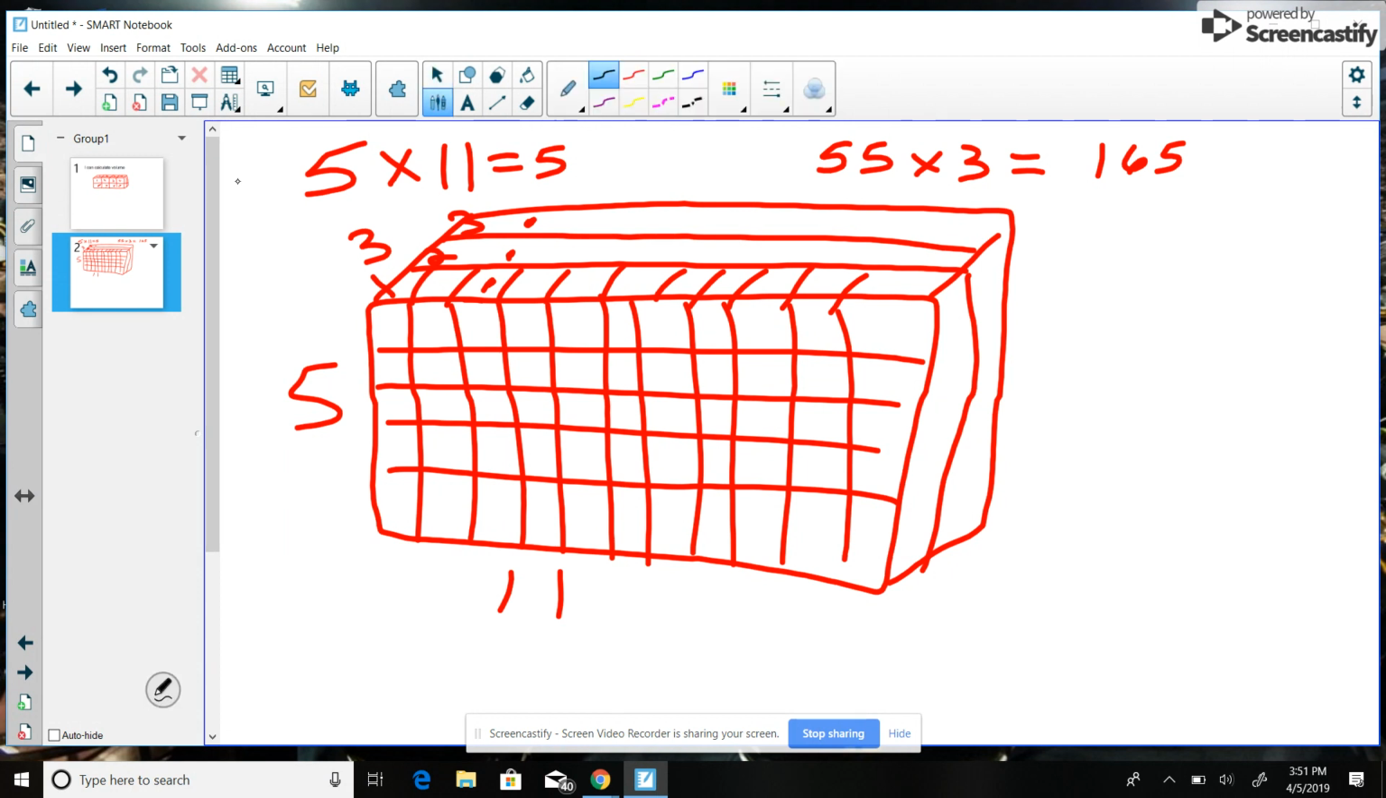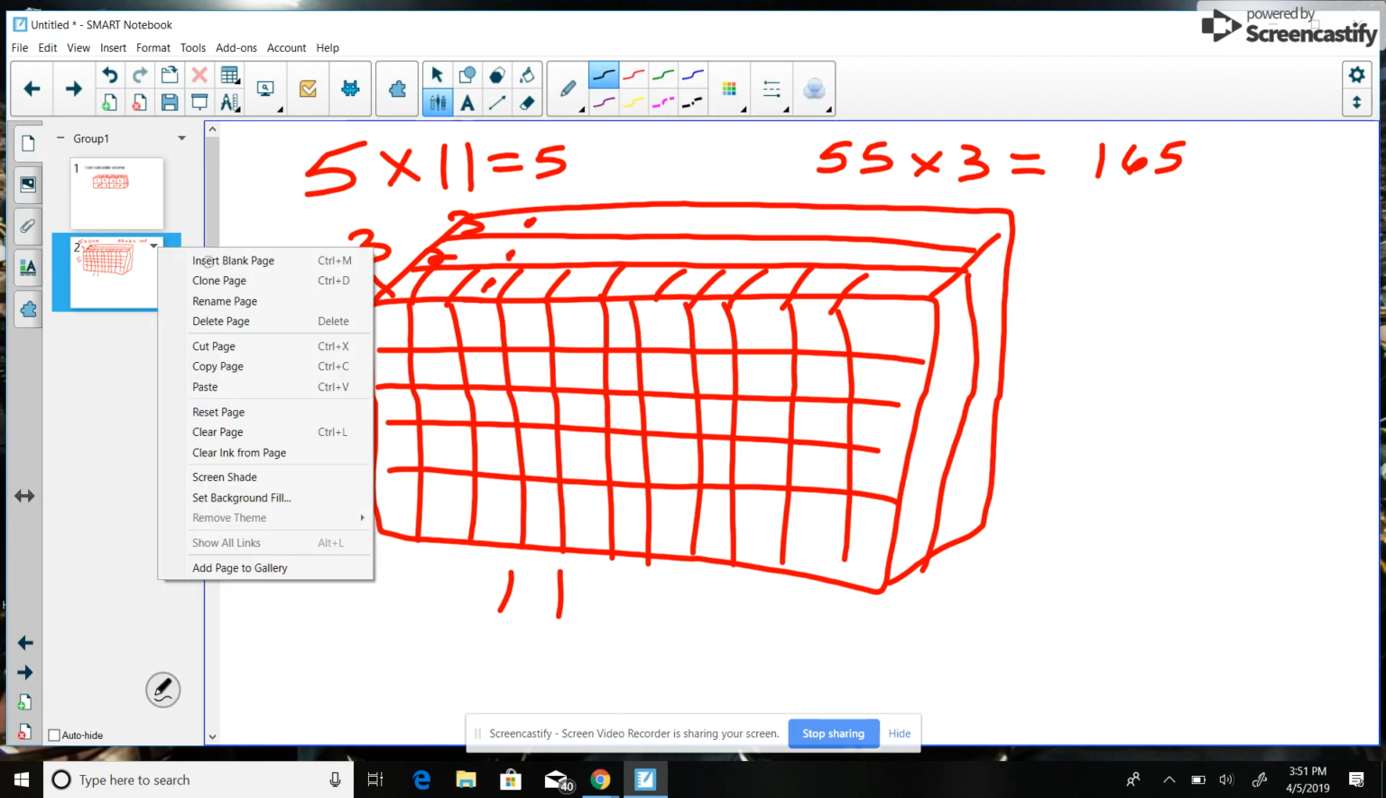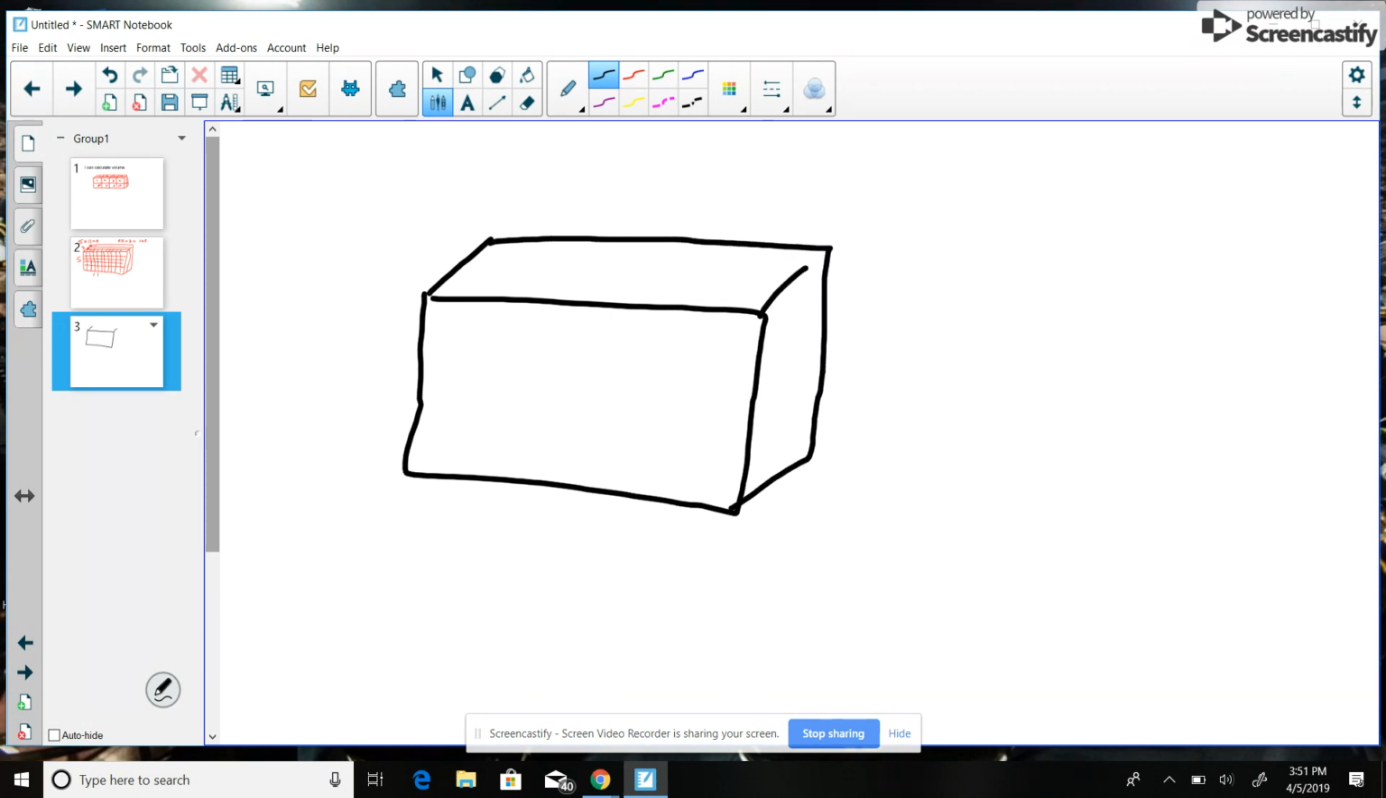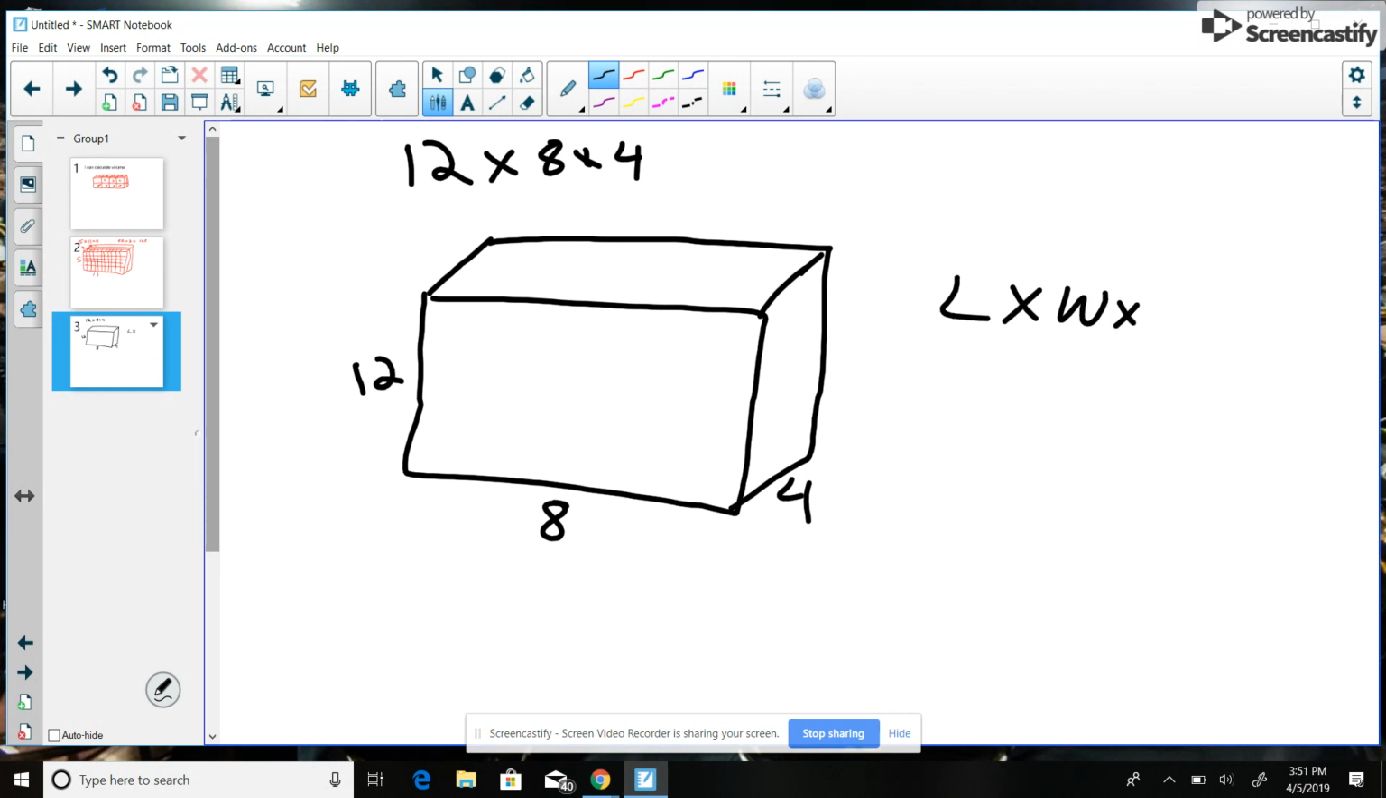So when we begin to calculate that, we start to realize we don't need to draw out all the cubes. We can just look at these 3 dimensions, length, width, and height, and just multiply them together. Length times width times height equals our volume.